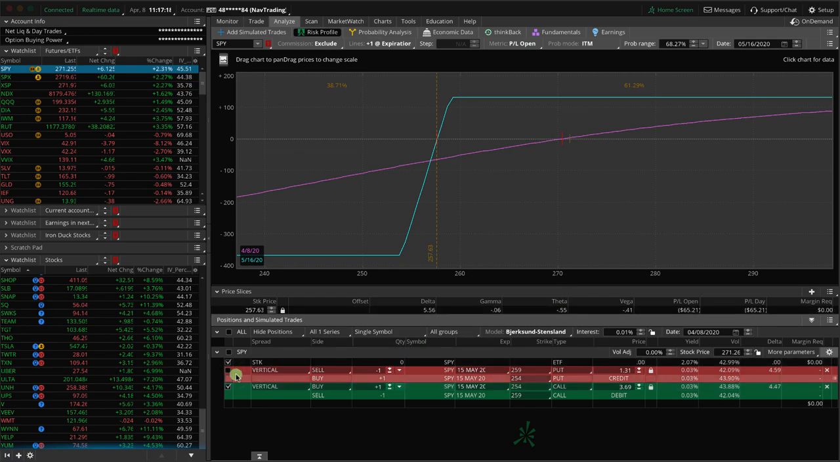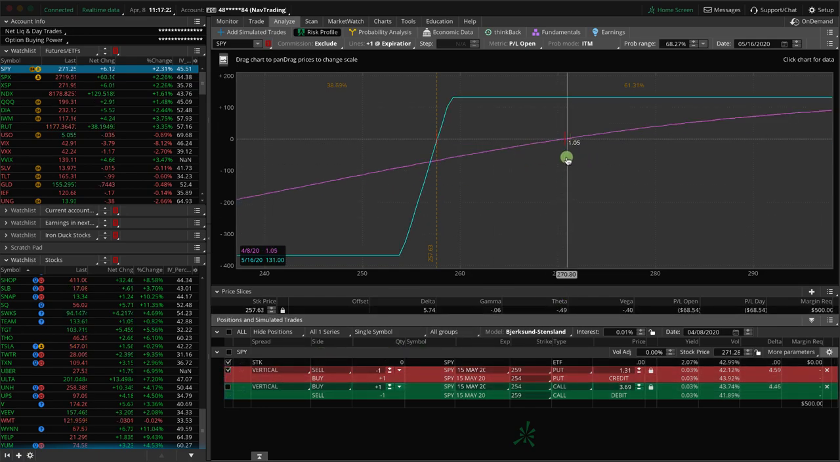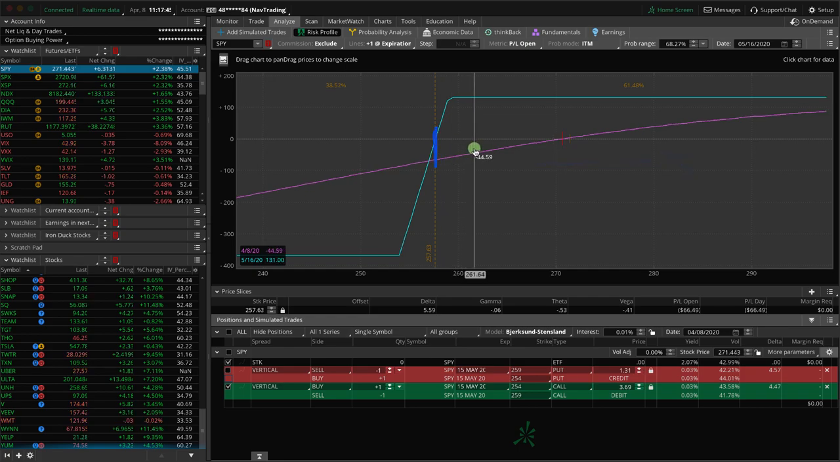So again, if I click on the short put vertical and I click off of the long call vertical, you can see they are identical. Same max profit, same max loss. Both of the trades are bullish, so we want the price to go up, but we have this buffer to the downside where we can come all the way down to here and still make money. So the difference between the two is almost nothing.